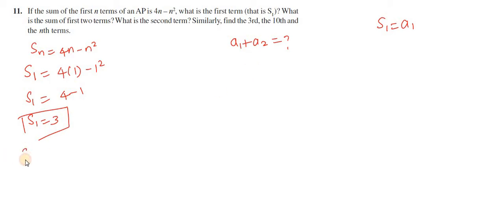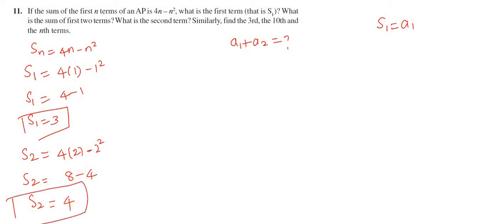We'll find what is S2. S2 is equal to 4 into 2 minus 2 squared, right? So S2 is equal to 4 2s are 8 minus 2 squared is 4. So S2 is equal to 4.